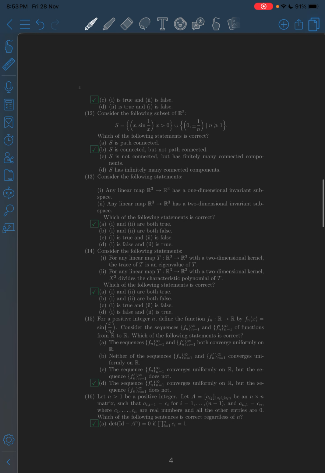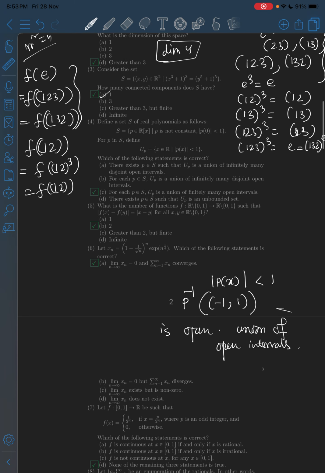So now, problem number 5. This is also a very interesting problem. Observe that it is asking for the number of functions from R minus {0, 1} to R minus {0, 1} such that |f(x) minus f(y)| is equal to |x minus y|. So you can easily see that this is basically an isometry on R minus {0, 1}, right? This is actually an isometry, so it is basically a continuous function.